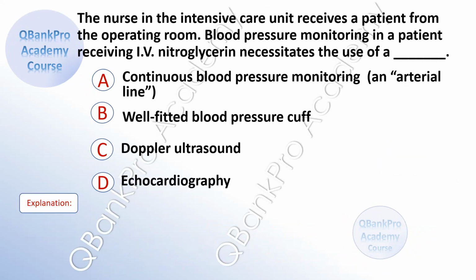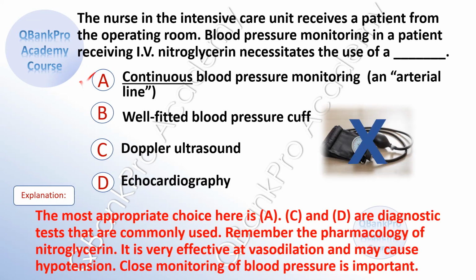The nurse in the intensive care unit receives a patient from the operating room. Blood pressure monitoring in a patient with IV nitroglycerin necessitates the use of: A. Continuous blood pressure monitoring and arterial line, B. Well-fitted blood pressure cuff, C. Doppler ultrasound, D. Echocardiography. The correct answer is A. Continuous blood pressure monitoring and arterial line.